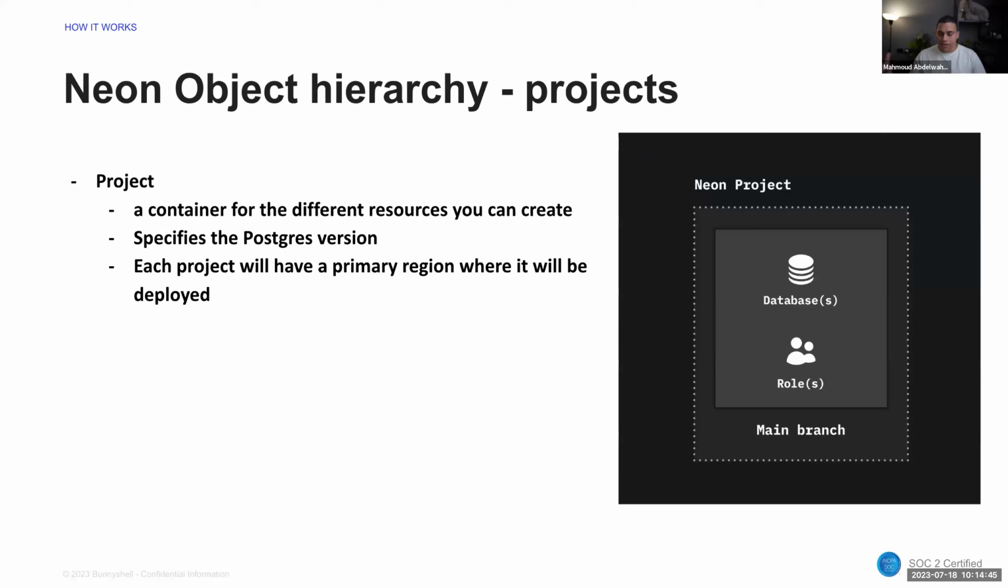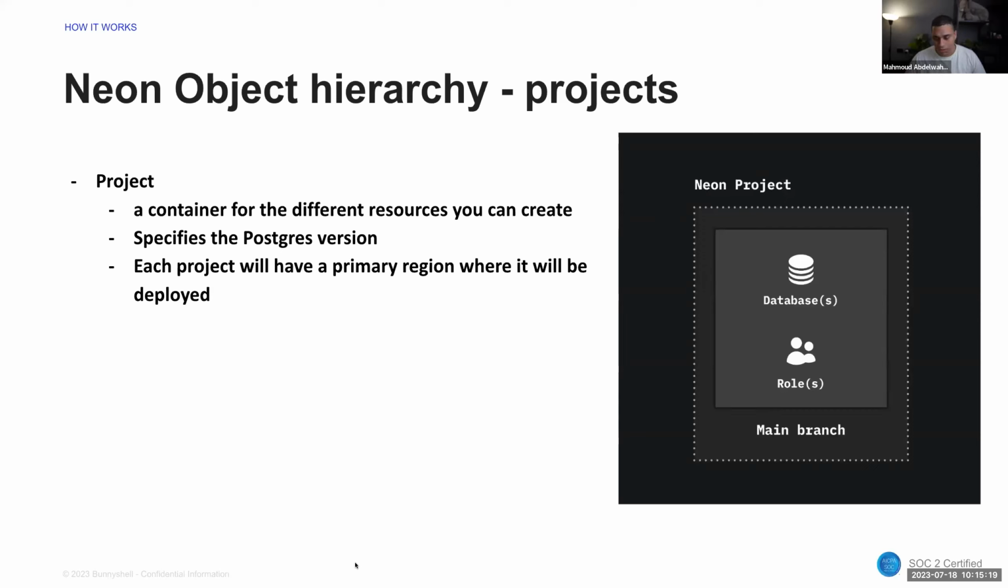In terms of the object hierarchy, the different objects that Neon has, whenever you create an account on Neon, you'll first create a project. You can think of a project as just a container where you will have the different resources. If you have, let's say, multiple applications, typically you would create a project for them. So it's a way for you to logically separate one project from the other. When you create a project, you specify the Postgres version, and each project is deployed to a primary region. And that's the first thing that happens.